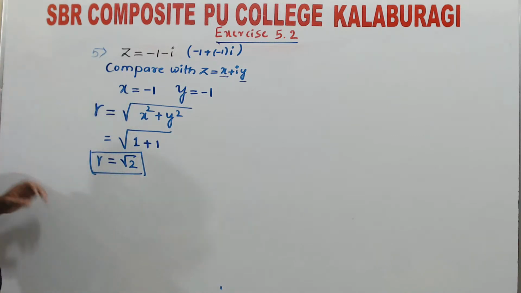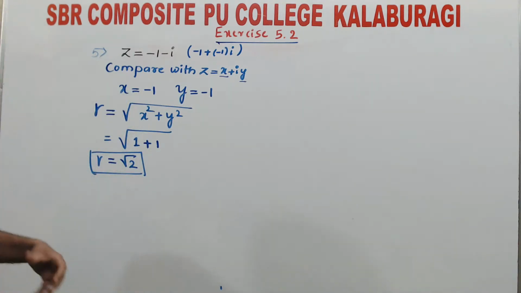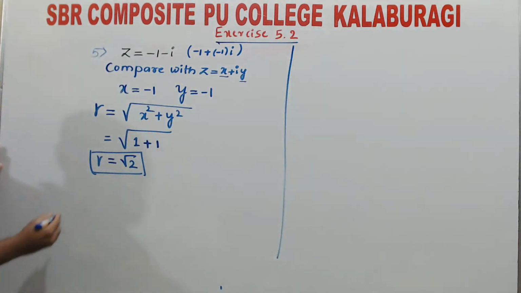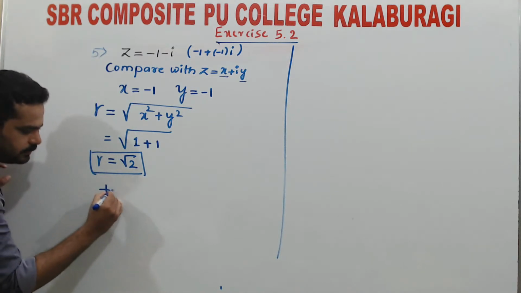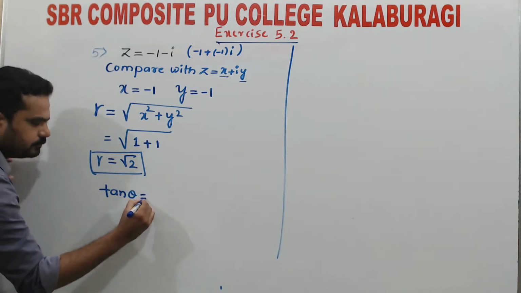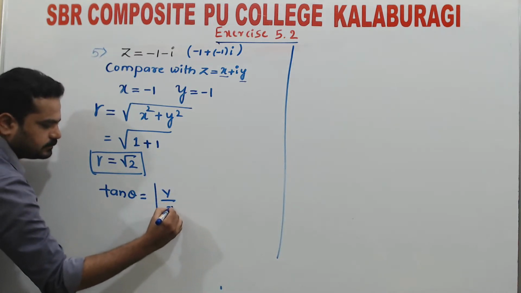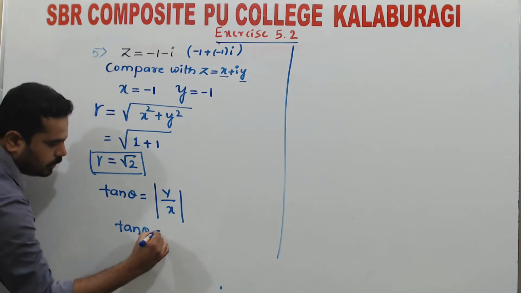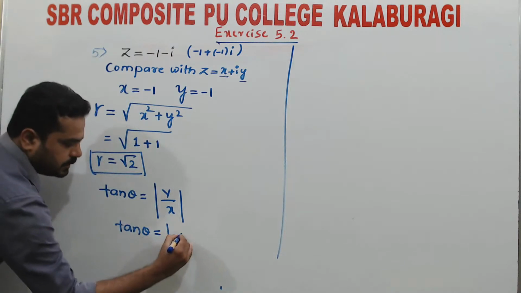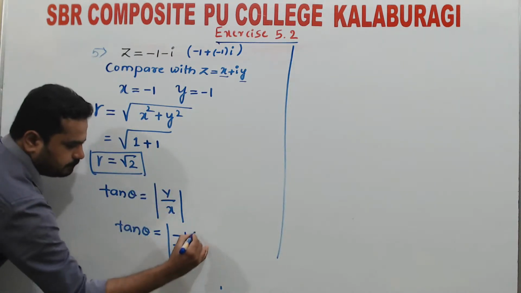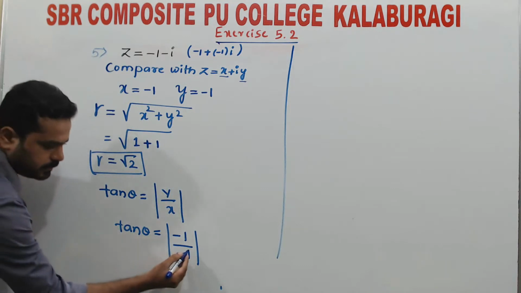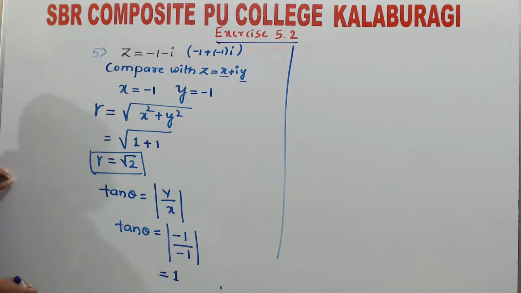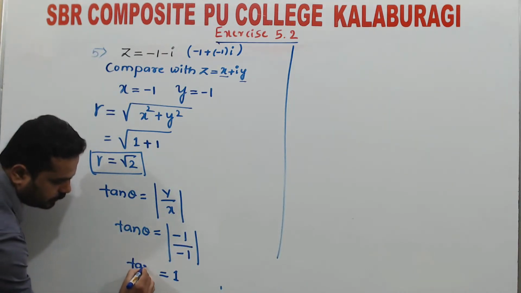After finding the r value, you have to calculate theta. That is, tan theta. What is the formula? Tan theta equals y by x, and tan theta equals y value -1 over x value -1, and this is minus. After cancelling, we get 1 here. Therefore, tan theta equals 1.